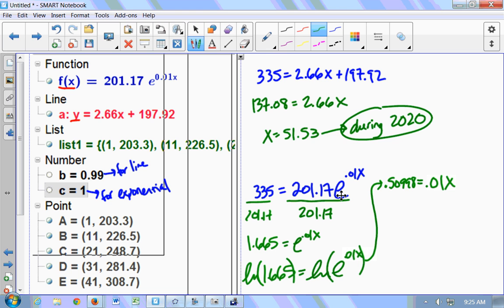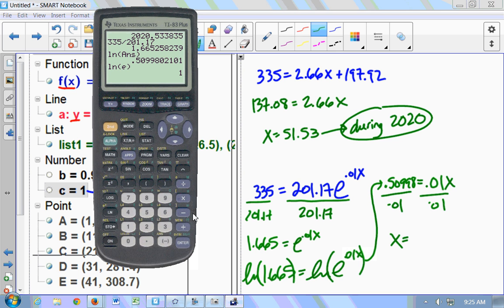A common log or the ln, yeah, doesn't matter. All right, so the last thing is just divide both sides here by 0.01. So I've got that 0.50998 number divided by 0.01, and I get 50.998. That's almost 51 years after 1969. And we get 2019. End of 2019.